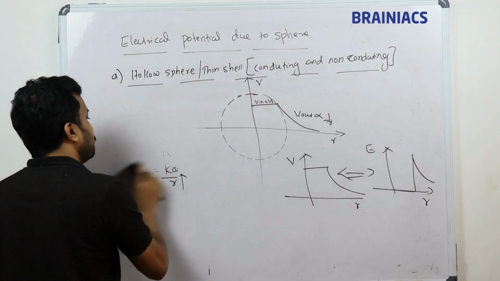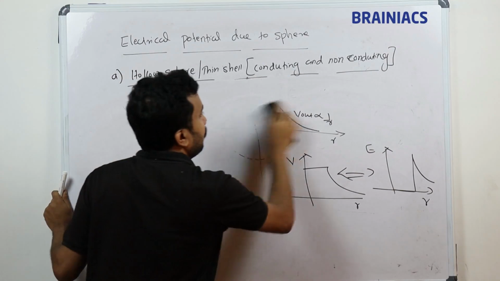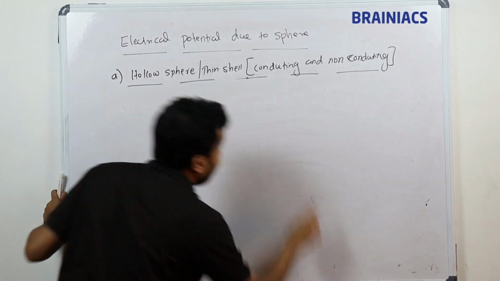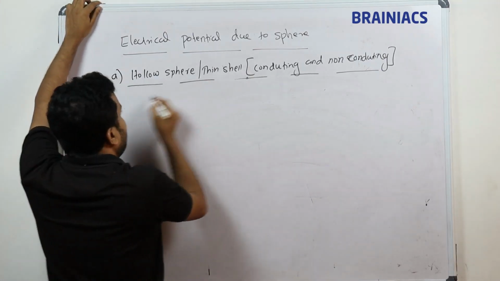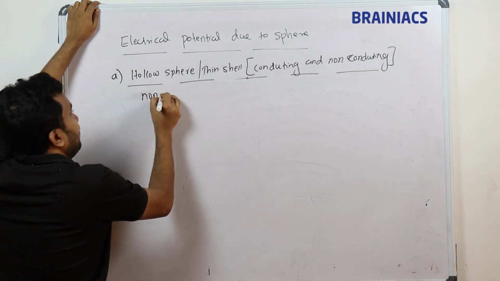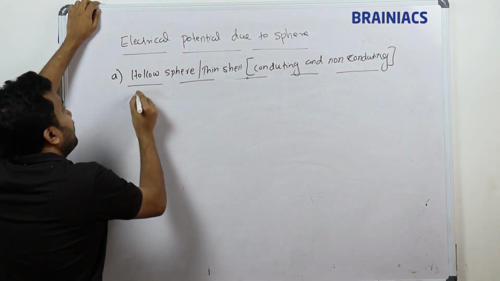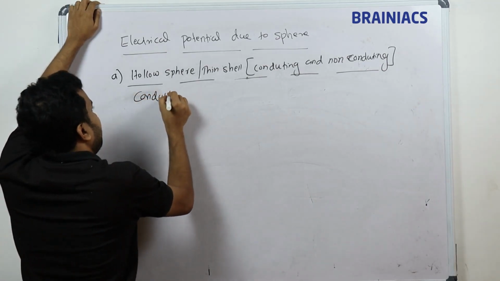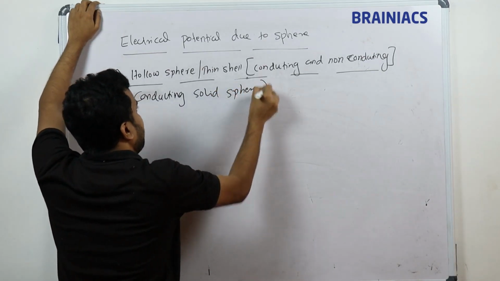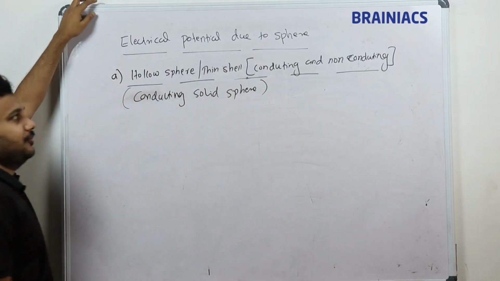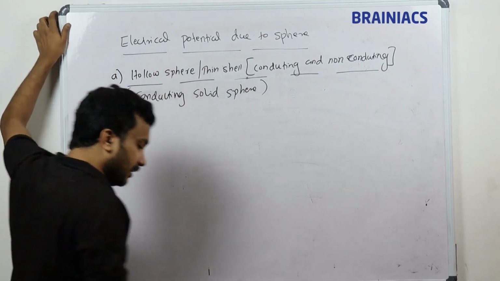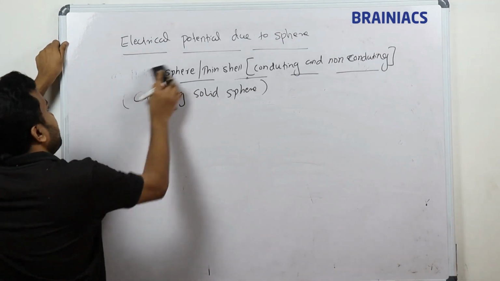Next heading means what? Hollow spherical shell, conducting or non-conducting, we have learned, and additionally you can write here that this heading is also applicable to a conducting solid sphere. This is also an example of a conducting solid sphere. Whatever we have seen is also applicable for this one. I missed writing this, so you can add this conducting solid sphere. Okay, now we'll move to the second heading.